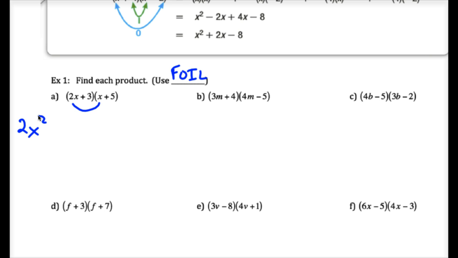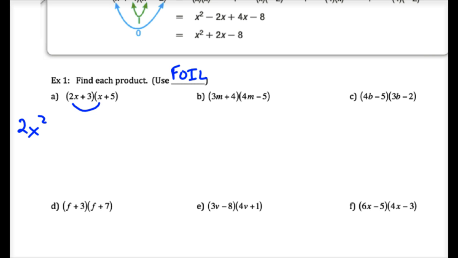O stands for outside. Guess which two pieces are outside? The 2x and the 5. It's all a visual thing. First, outside, inside, last. Let me say it again. First, outside, inside, last. And you always multiply the pieces together as you go through that.